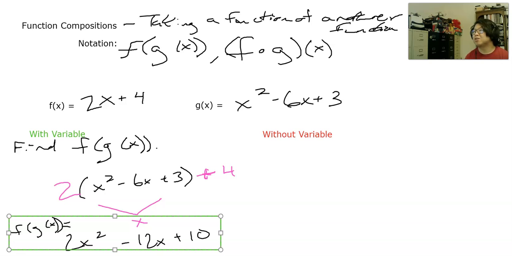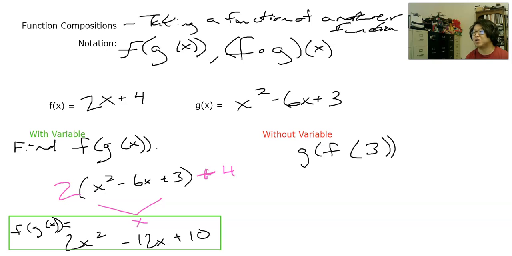But now let's ask a different question. The other question you have to answer with regards to function composition is finding a specific value, with a given input. So let's say I want to find g of f of 3. g of f of 3. So with this problem, I know what my x is.